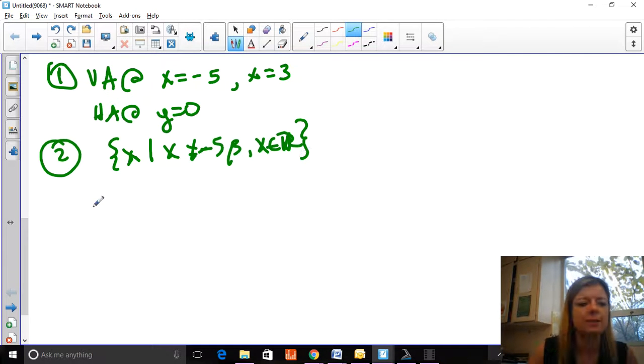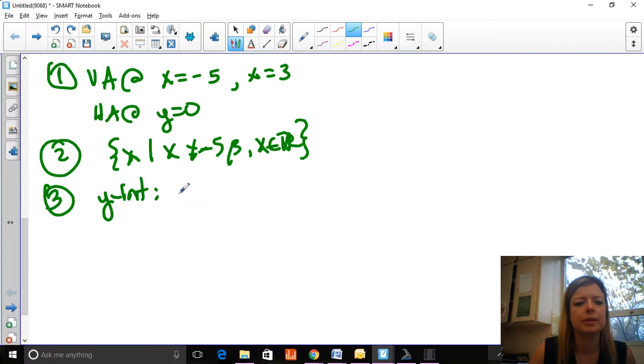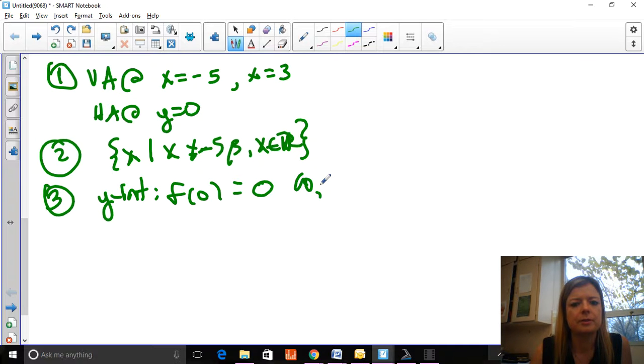Okay, now we want to look for the intercepts. So step 3 is looking for the intercepts. So the y-intercept, I just find f at 0. So when I put that in, I get 0. Okay? So (0, 0) is my y-intercept, which means, surprise, surprise, I'm going to have an x-intercept of (0, 0) as well.